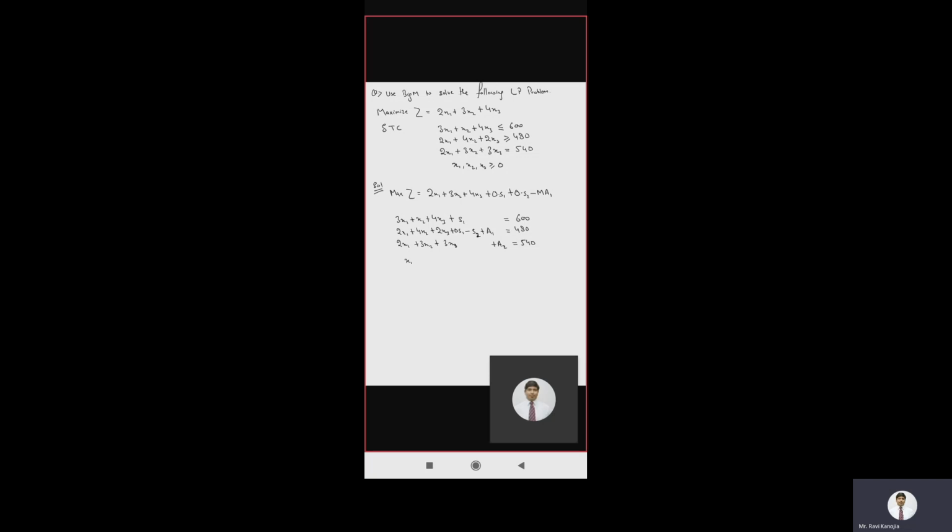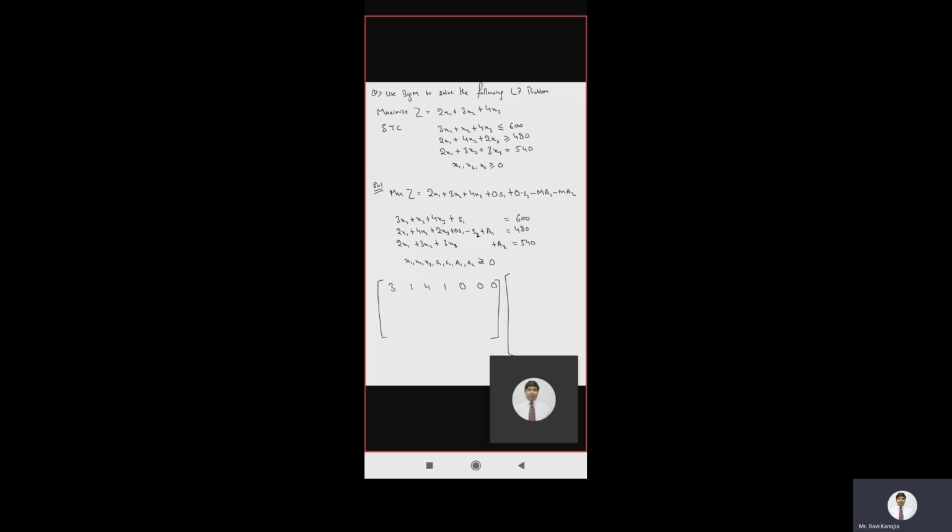So these are the constraint equations. The variables are x1, x2, x3, s1, s2, a1, and a2, all greater than or equal to 0. That is the objective function. Now we convert it into the standard matrix form. So we have 3, 1, 4, 1, 0, 0, 0 under x1, x2, x3, s1, s2, A1 and A2. These are the variables.